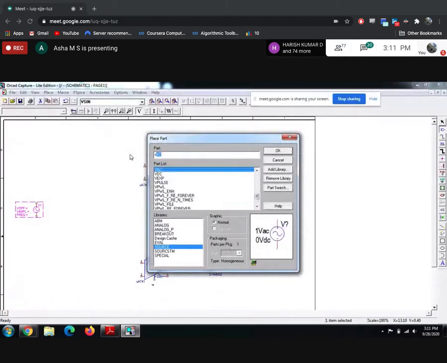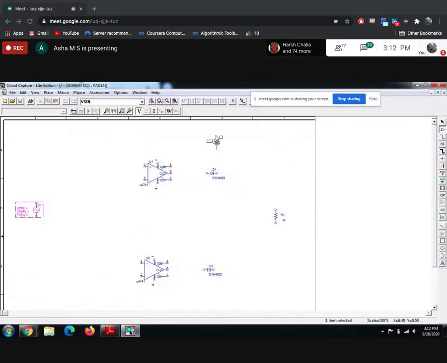VDC, that is also present in the source library. Select VDC. We require 6 power supplies. Place 6 times: 1, 2, 3, 4, 5, 6. 6 power supplies required.